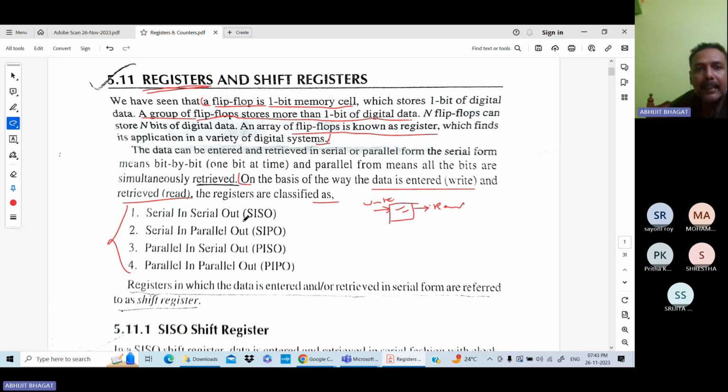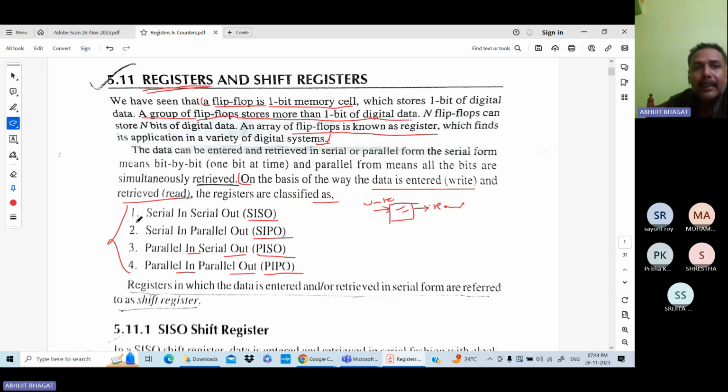First is serial in, serial out, means SISO. Serial in, parallel out, means SIPO. Parallel in, serial out, PISO. And next is parallel in, parallel out. Serial in, serial out means data goes into the register serially, and data comes out from the register serially. Same for serial in, parallel out: data goes into the register serially and comes out parallelly. Same for parallel in, serial out: data is in parallelly, out serially. And data is in parallelly, data is out parallelly.